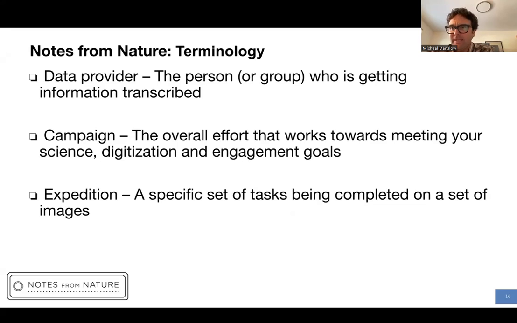Well, I just encourage you to think about it in that framework, because it helps to organize things. It helps us to do some goal setting, to think about how long it might take, who might be interested in this stuff. So I still like to think of it as a campaign to meet your goals, so that we know what you're after and make sure you get everything you need. And then again, those expeditions are the specific set of tasks that we're asking these volunteers to do on these images. I want locality, habitat, and date. And that's what I want for these sets of specimens. That's what we would call an expedition.